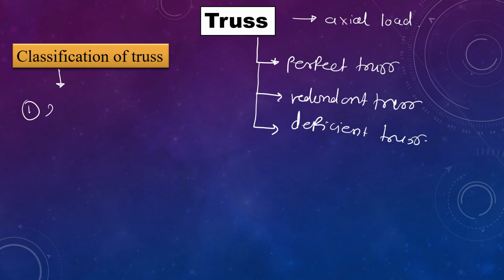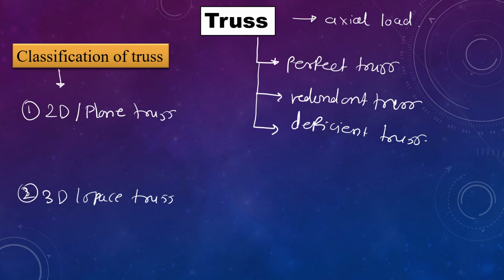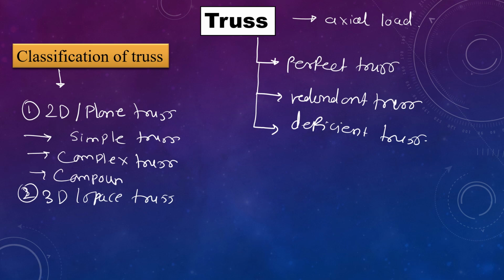On the basis of classification there are two types. First is 2D or plane truss, then second is 3D or space truss. Here we see only about the 2D truss. In case of 2D truss, first is simple truss, then second one is complex truss, and third is compound truss. So these are the three types of trusses, and we'll see these three trusses one by one.